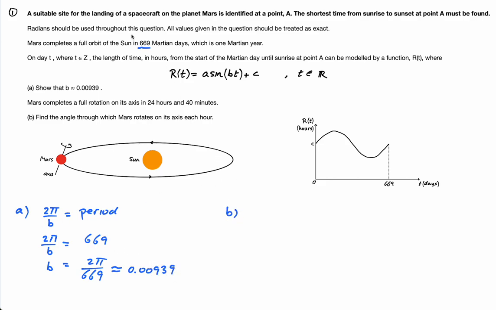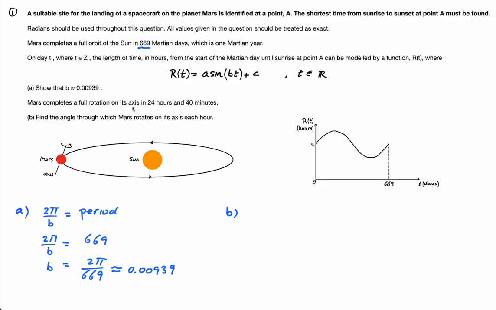Part B. Mars completes a full rotation on its axis in 24 hours and 40 minutes. So this is what's happening. Mars is a bit like planet Earth. If you studied orbits or read anything about space or our solar system, the planets go around the sun, and while they're going around the sun, they also spin on an axis. It's the spinning that gives us the days, and it's the going around the sun that gives us the year. So one spin is a day.